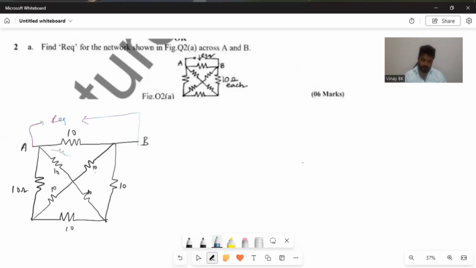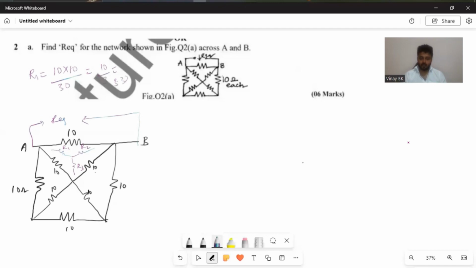If the resistors are connected in delta, transform it to star. All the values are the same, so again you get R1, R2, R3. If I'm writing R1, R2, R3, R1 is 10 into 10 divided by 10 plus 10 plus 10, that is 30. That is nothing but 100 divided by 30, which is 3.33. You can write it this way, or otherwise, since all the values are the same and the resistors are in delta, to transform to star you divide 10 by 3. So you get 10 by 3 as the value.